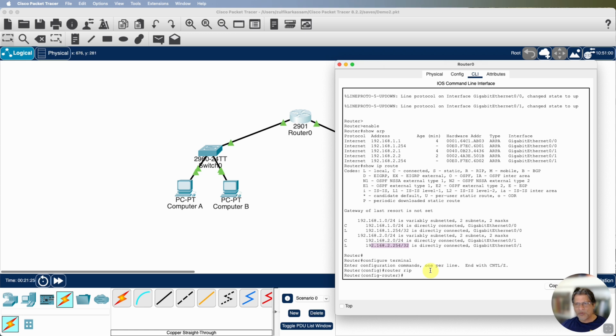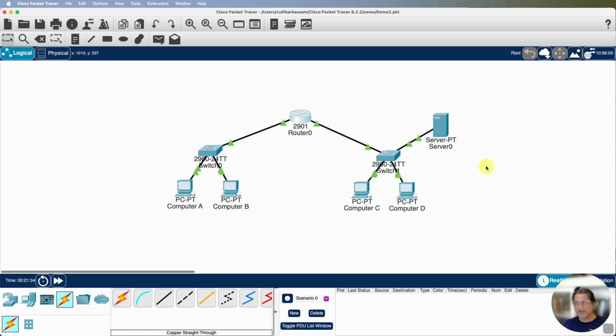So it's always good to go on a router and look at its routing table if things are not quite working, to understand why that is the case. So that's a useful command to understand. Okay, so now let's go back to the server.